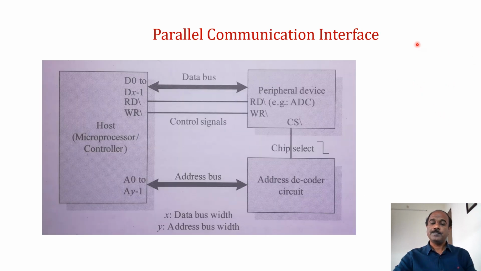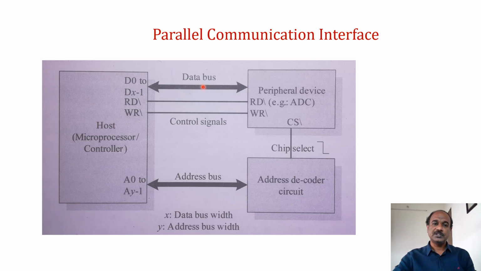Let us next study one more type of onboard communication interface, that is called the parallel communication interface. The word parallel indicates there will be more than one data line present. Here you can see, if the processor, microcontroller or microprocessor has an 8-bit data bus, this peripheral device should also have an 8-bit data bus. So here I will have D0 to D7. This will be the parallel bus, and through this bus the parallel communication takes place.